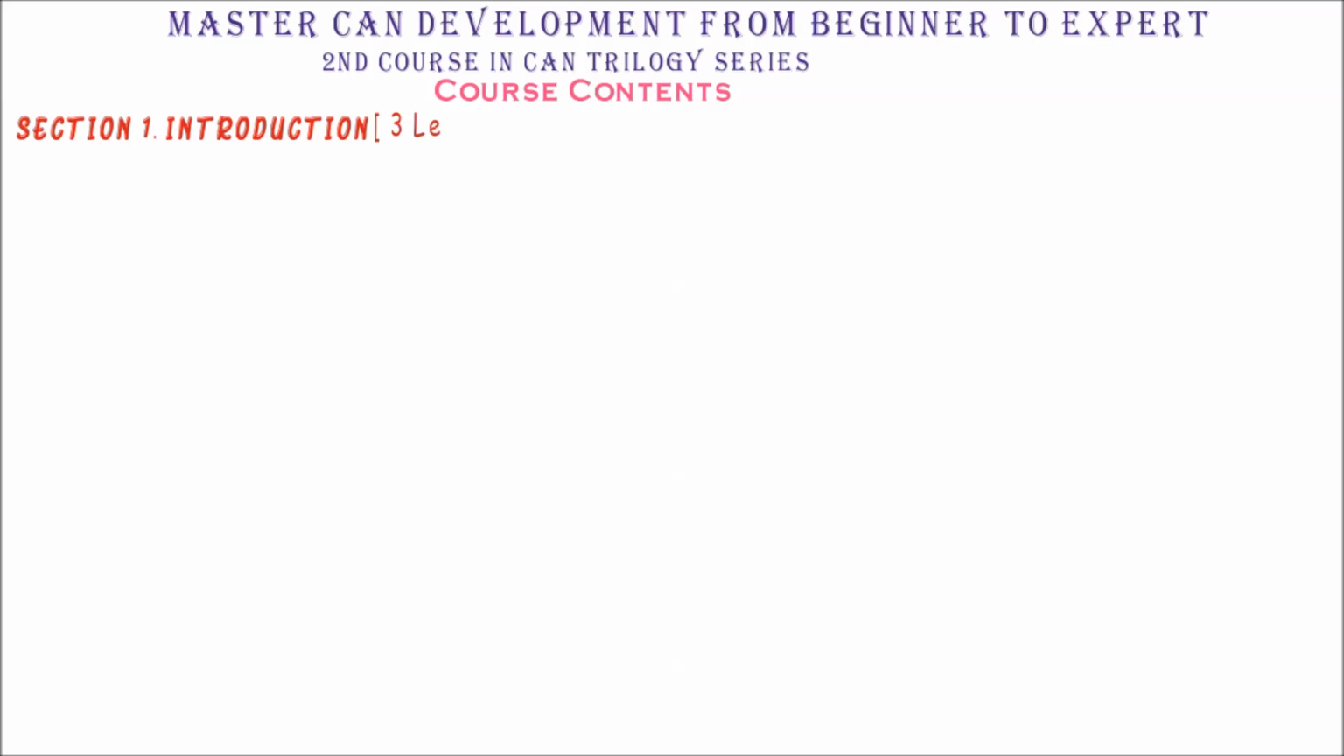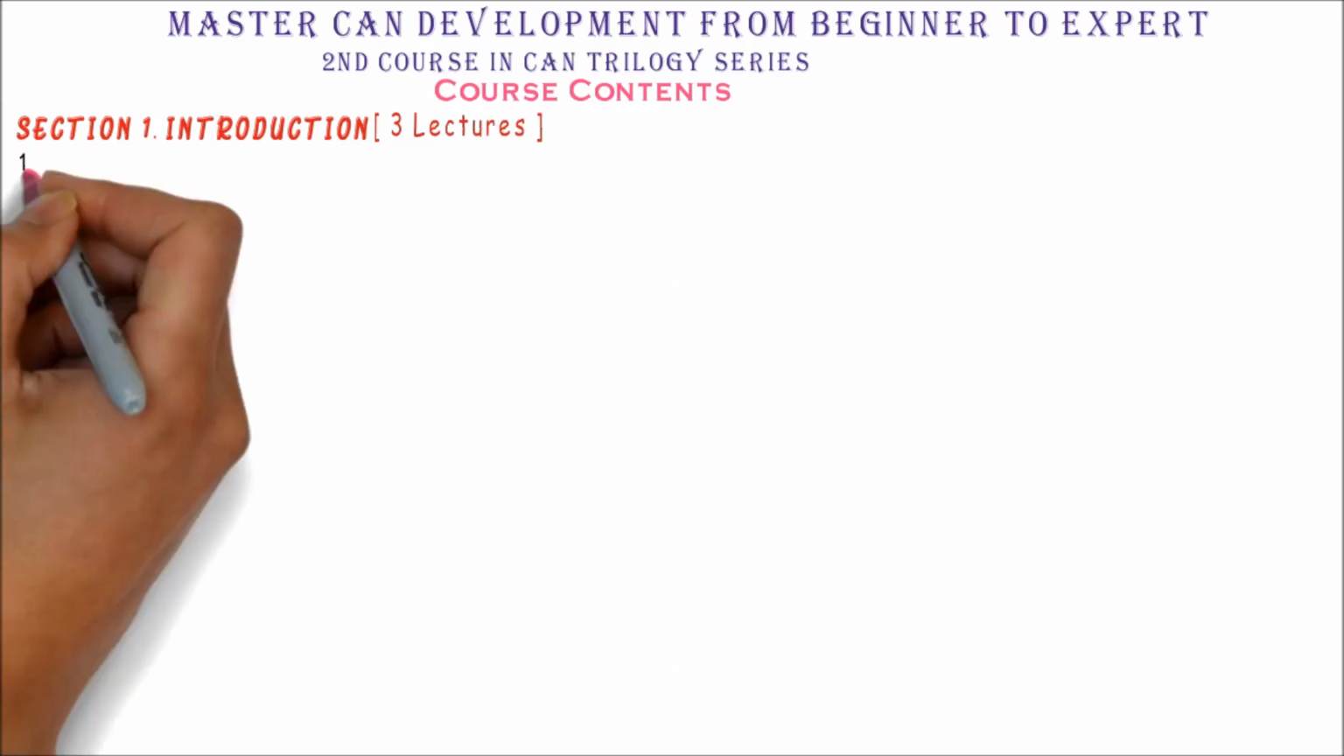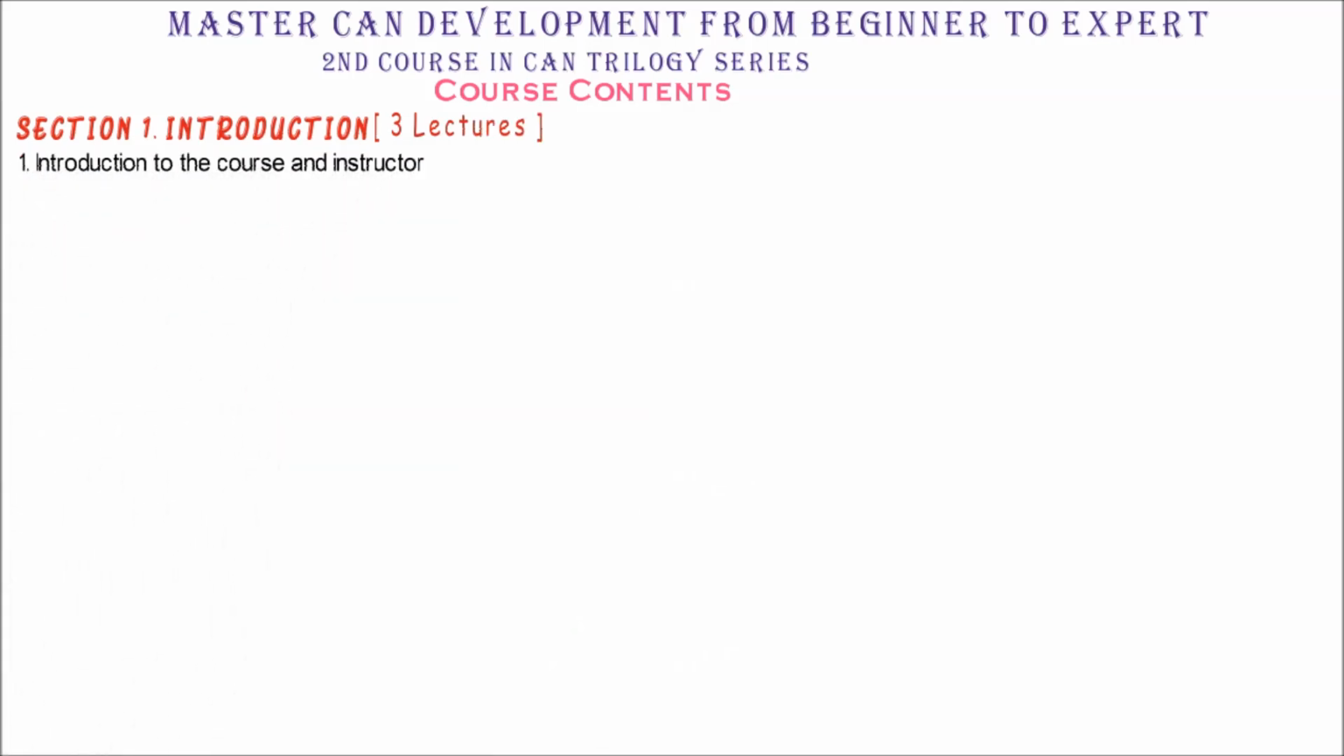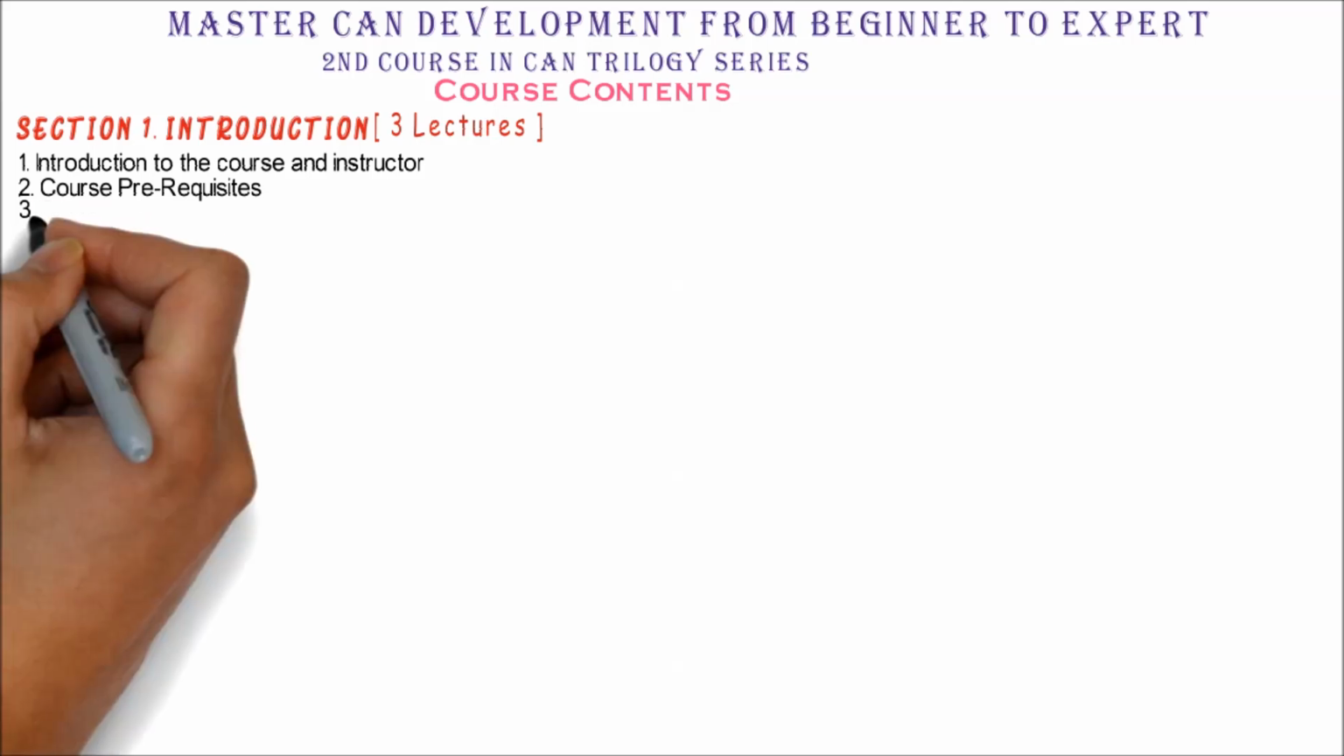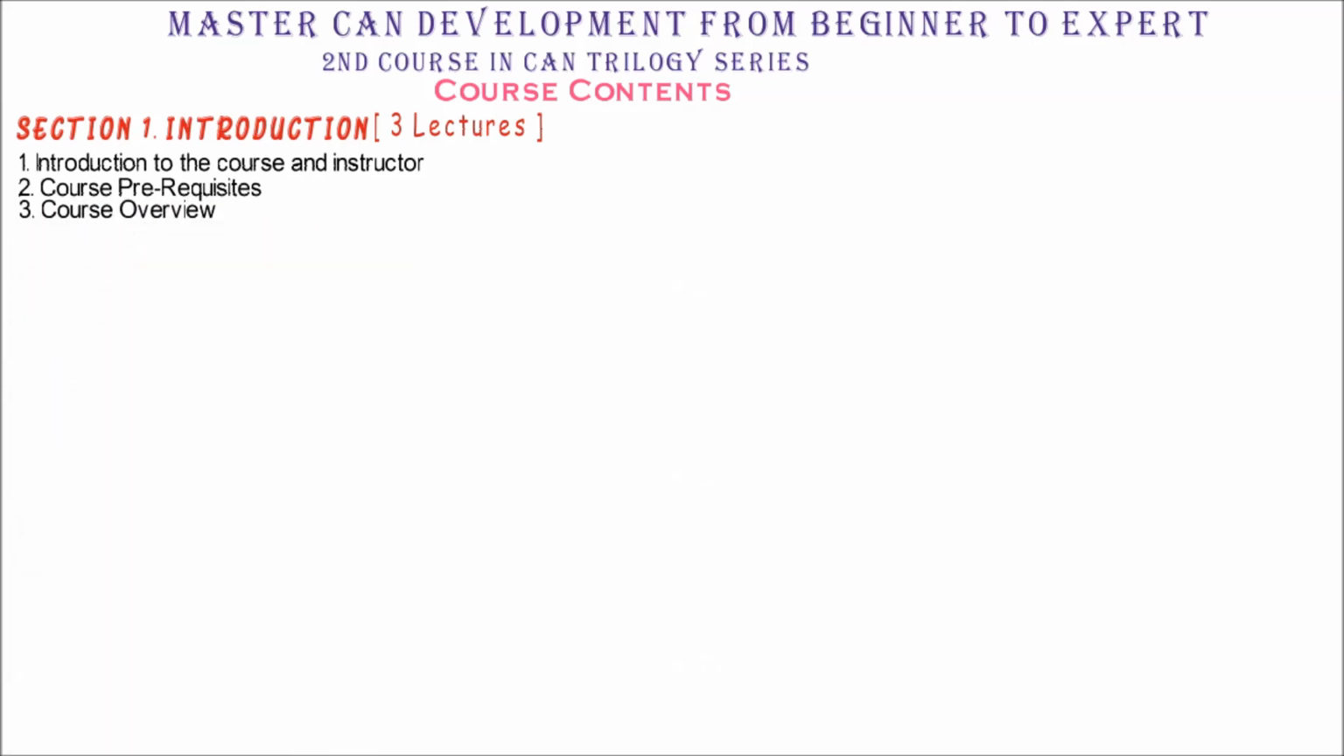This contains mainly 3 lectures. The first is Introduction to the course and instructor. Here, get to know your instructor and his background and also overview of the course. Second is the course prerequisites. Here, understand what prior knowledge and skills are needed to get the most out of this course and the basic setup needed, and we will help you in setting up that as well. Third is the course overview, which is this lecture. Here, a brief outline of the topics and sections we will cover as we are doing it now.